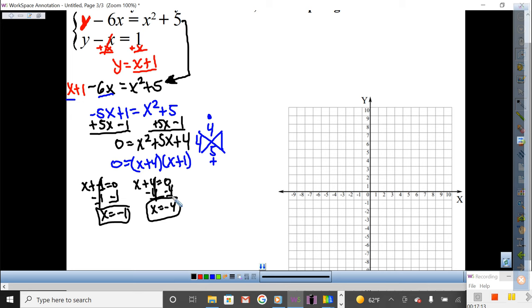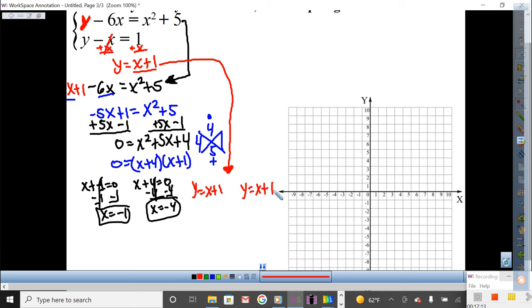Okay, now let's think about the warm-up. Was I done when I just got a value for x? No. What do I need to do now? Find the value for what? Y. Therefore, check this out. I'm going to bring this one down. I'm going to write it twice. Y equals x plus 1. Y equals x plus 1.